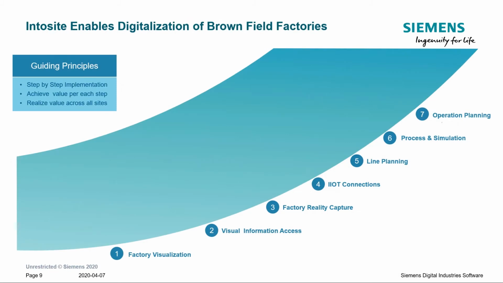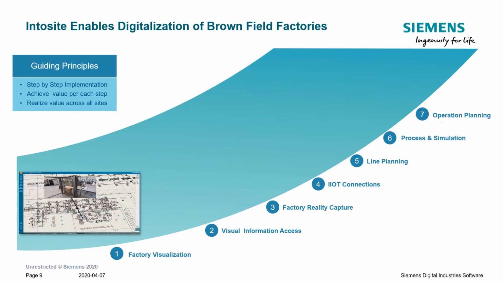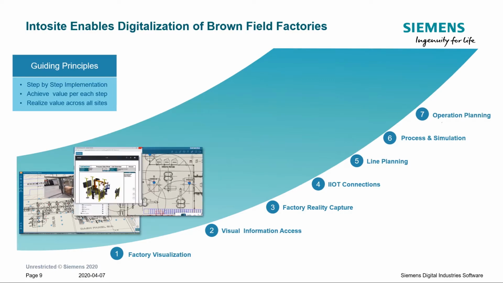So as you can see here, we're able to do a lot of different things with Intosite. But even without a lot of this information, we're able to start to take advantage of some basic facility information and start to see value from Intosite right away. For example, in this case, a brownfield factory, we can start with information that already exists within the facility, such as a plant layout. From there, we can start to capture things like maintenance records and materials, lists of spare parts, and safety information.